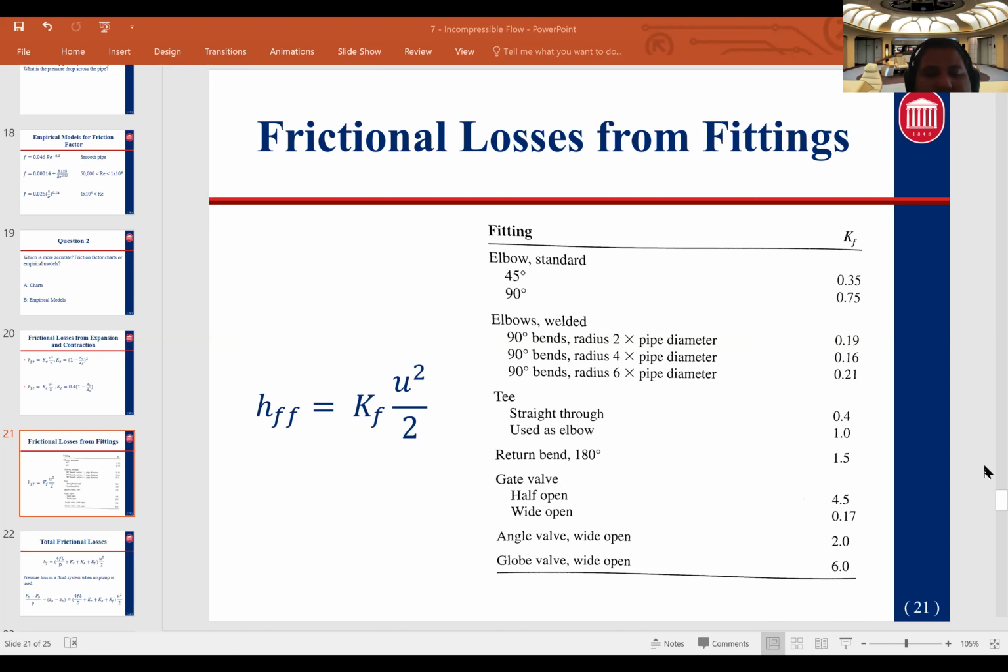Which means if we wanted to combine expansion, contraction, and fitting losses with skin friction, you'll notice that the common denominator is this kinetic energy expression, U squared over 2.